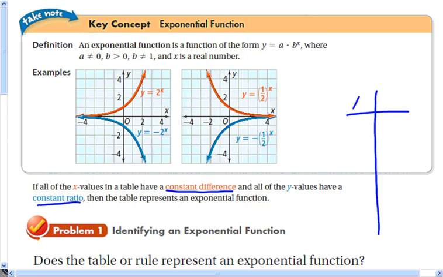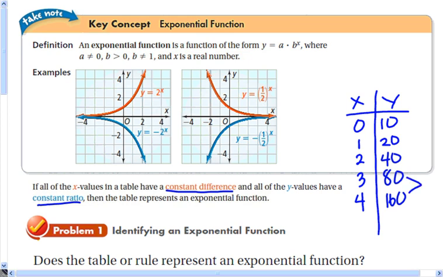I want to write this down. This is an exponential function. Something like this: 10, 20, 40, 80, 160. What you will notice is if you take any y value, output value, divided by the previous output value, 160 divided by 80 equals 2. 80 divided by 40 equals 2. So any of these ratios always equal the same number. 20 divided by 10 is 2. So they have a constant ratio.